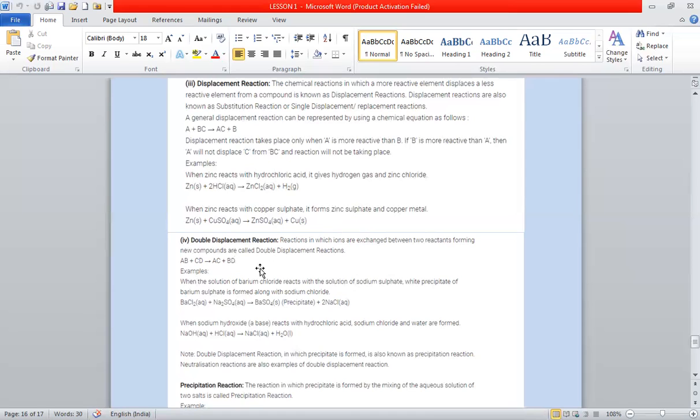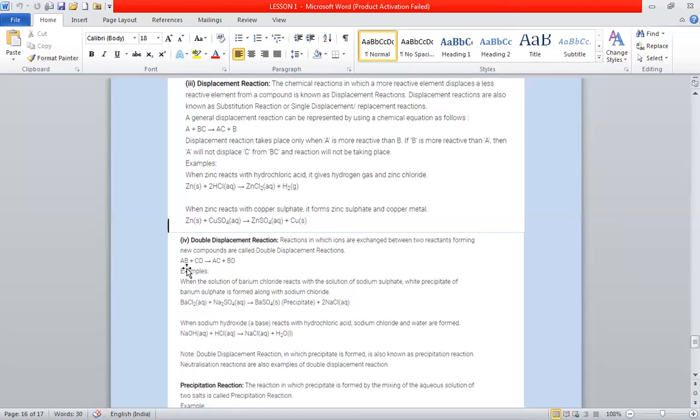Then comes double displacement reaction. What is a double displacement reaction? Reactions in which ions are exchanged between two reactants forming new compounds are called double displacement reactions. Or in simple language, we can say the reaction in which two compounds react by an exchange of ions to form two new compounds is known as a double displacement reaction. It is also known as an ionic reaction or precipitation reaction.